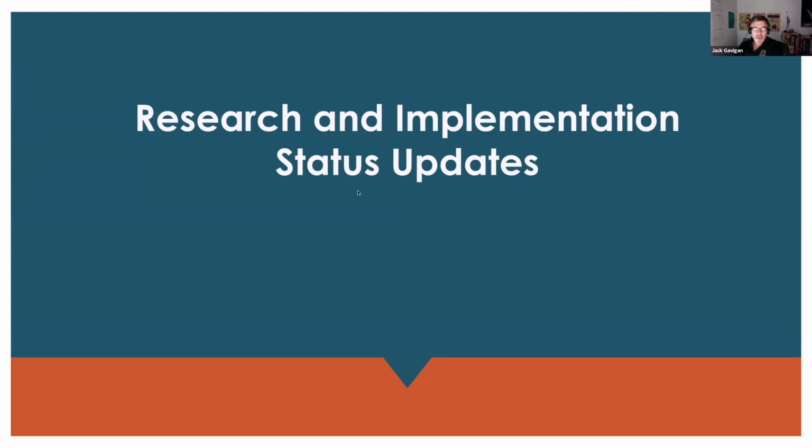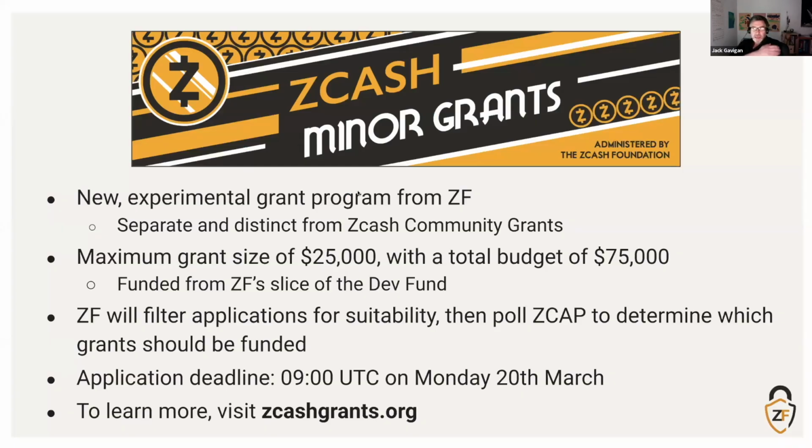Okay, I want to give a quick advert for our new miner grants program, which we launched this week. This is intended to complement the major grants program, which is now rebranded as Zcash Community Grants. The maximum grant size will be $25,000, and the budget in this initial round of the program will be $75,000. So that could be 3 big grants or 20 small grants.